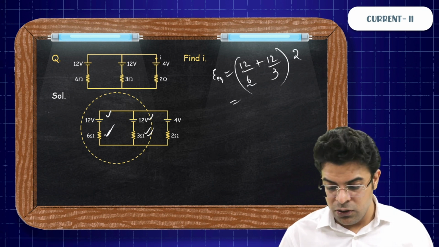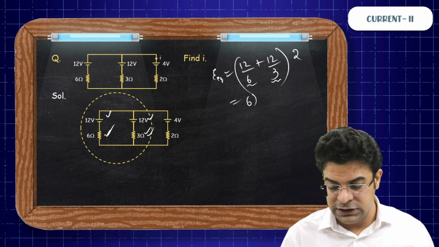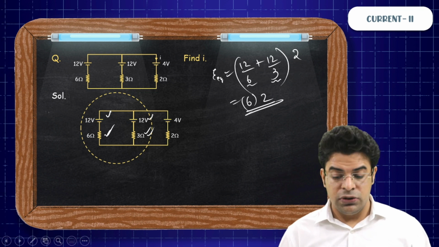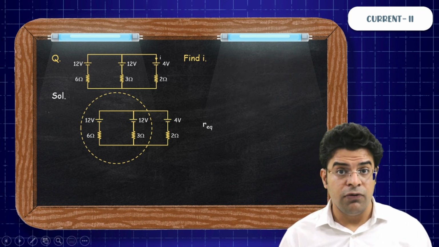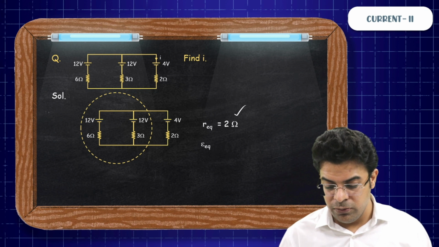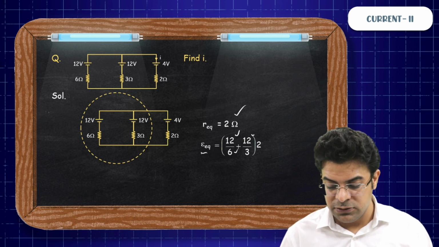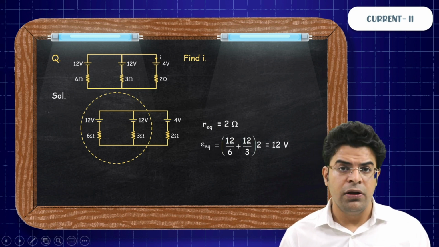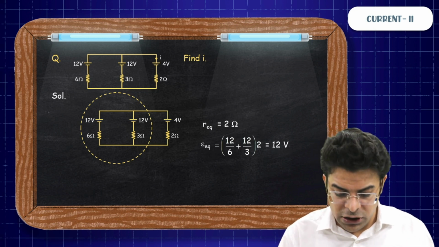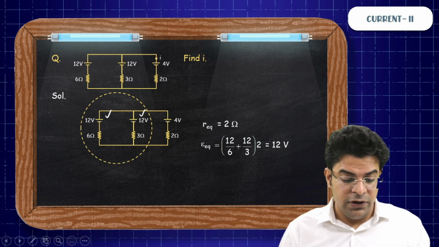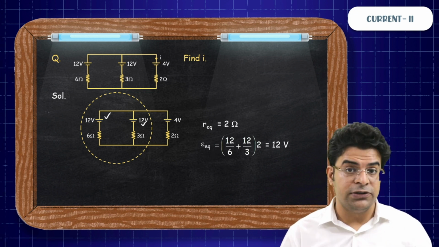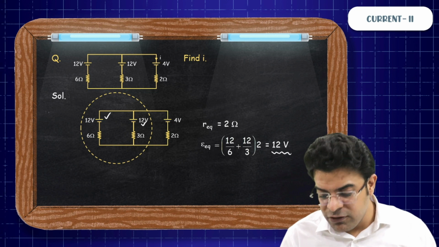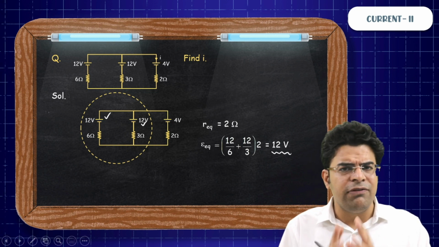So here you get 2 plus 4, which is 6 into 2. So the equivalent EMF comes out to be 12 volt. So R equivalent comes out to be 2 ohm and the E equivalent comes out to be 12 by 6 plus 12 by 3 multiplied by R equivalent, that comes out to be 12 volt. Notice here, I just told you, if both the cells have same EMF and they have got the same polarity sense, then the equivalent EMF comes out to be same, 12 volt. You don't even have to solve for this.